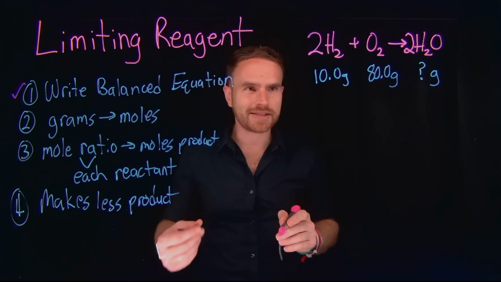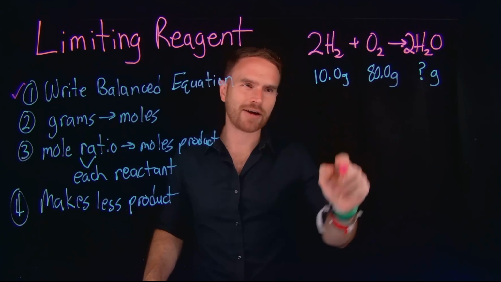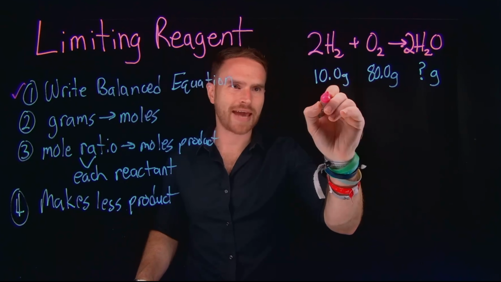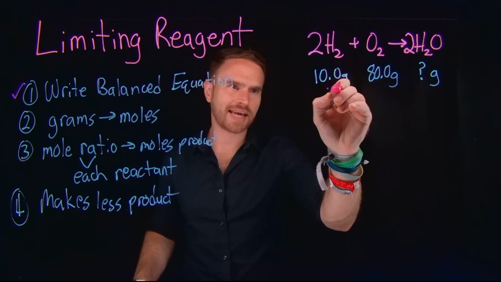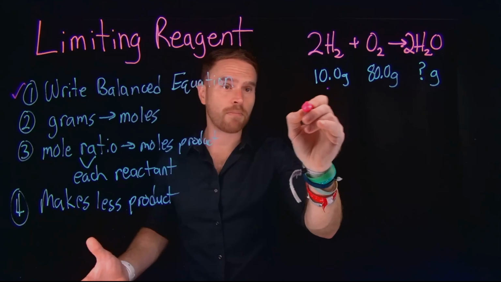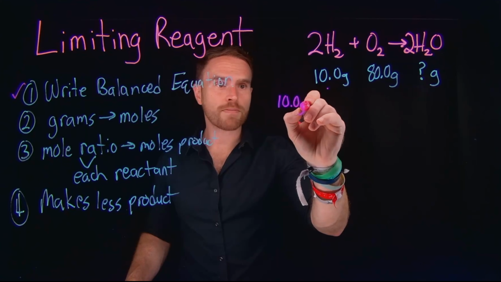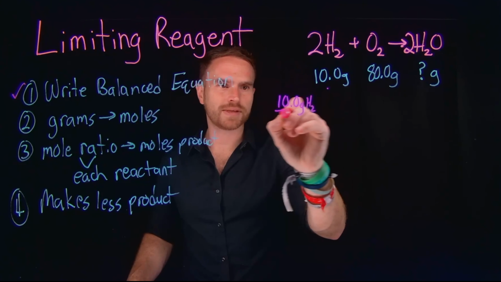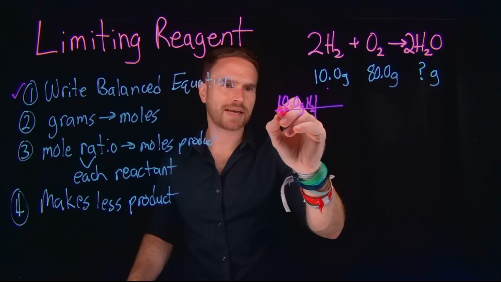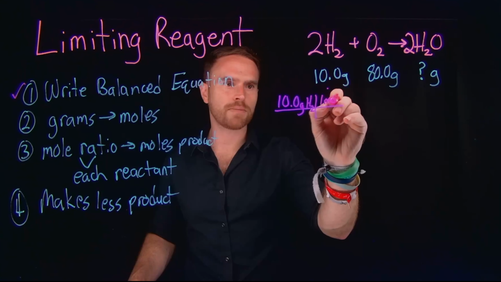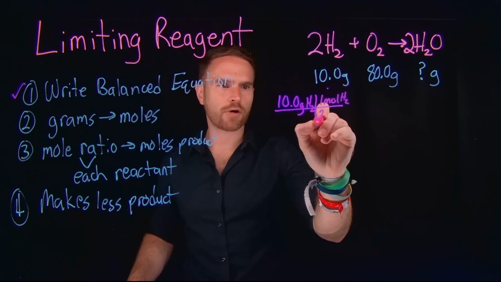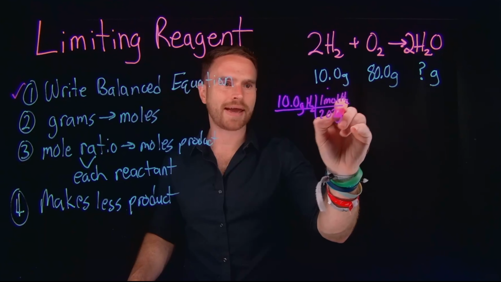The next thing I need to do is convert each of these gram values into moles for their respective reactant. So in order to convert 10 grams of H2 to moles of H2, remember that I need to use the molar mass of H2 to perform this calculation. So in order to calculate this, it is going to be for every 1 mole of H2 that there are 2.02 grams of H2.